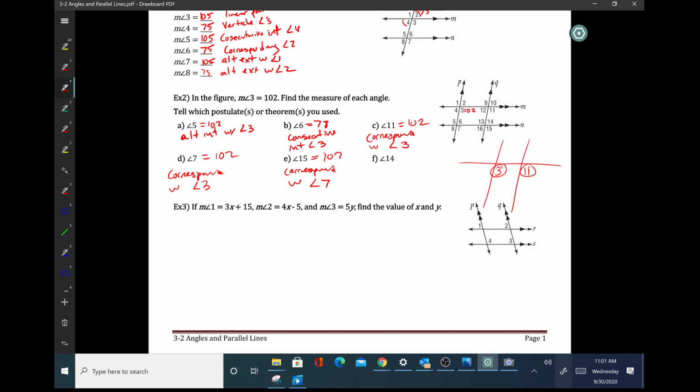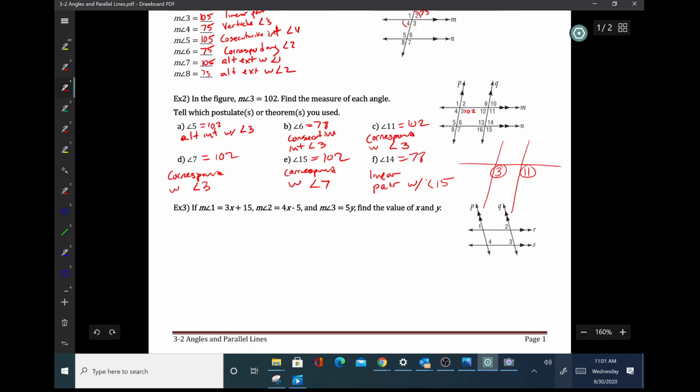And then 14, I'll just give it to you guys. If I know that angle 15 is 102, then I know that angle 14 is going to be 78 because it's a linear pair with angle 7. Oh, no, not angle 7. Angle 15, right? All right. Mr. Gillespie, go ahead.